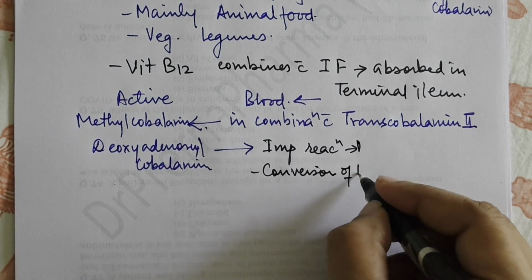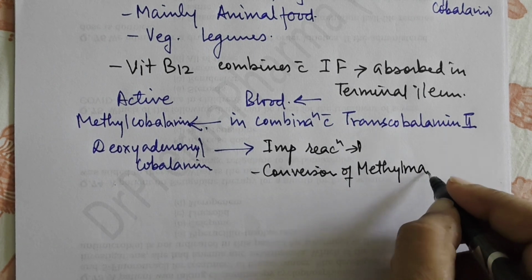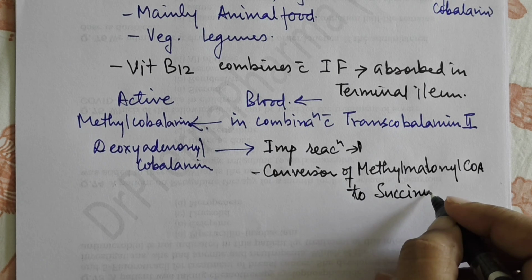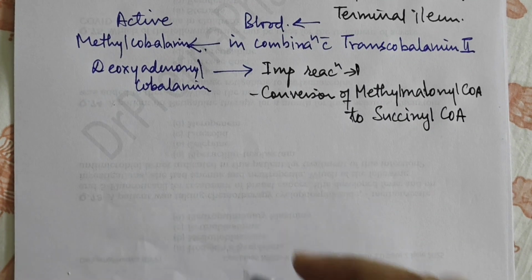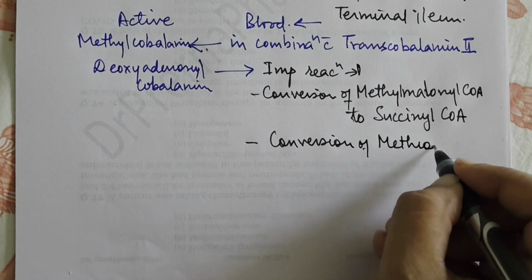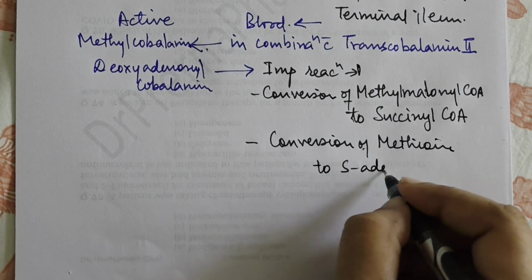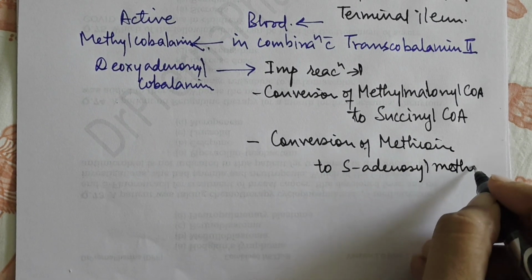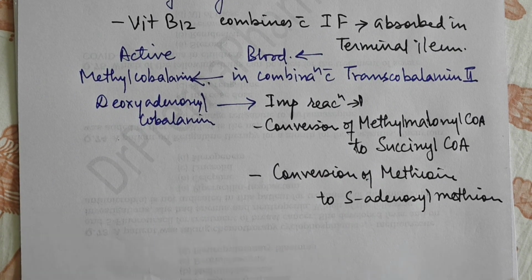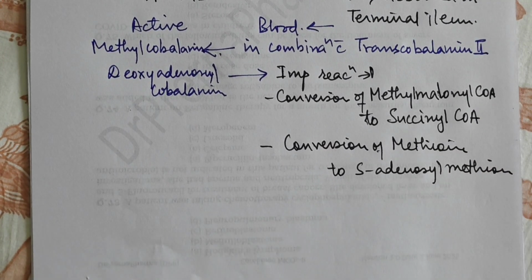conversion of methyl malonyl coenzyme A to succinyl coenzyme A. One is this reaction, the another is conversion of methionine to S-adenosyl methionine. Okay, so this is the importance of vitamin B12. Now you will say, ma'am, ये क्यों बता रहे हो आप? Why are you telling us these reactions? These are important because you need to understand the basics, why they are important.